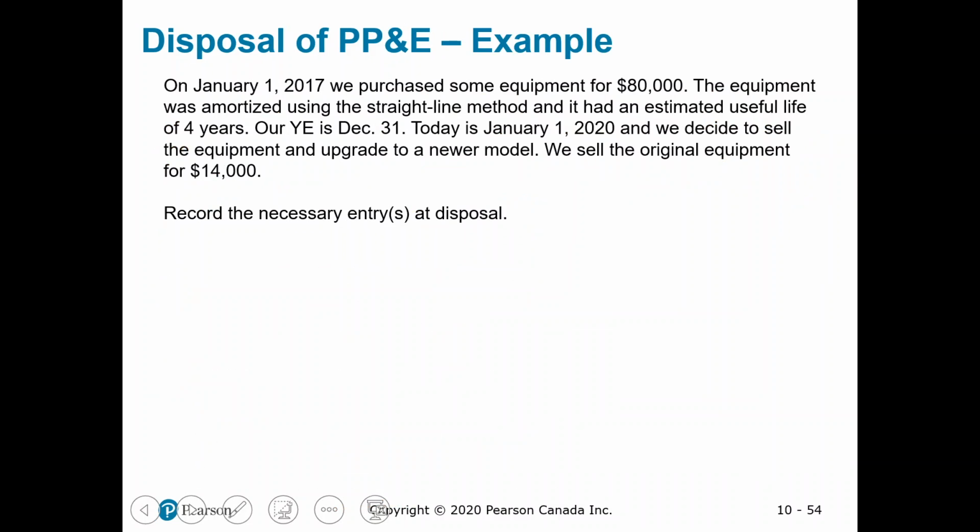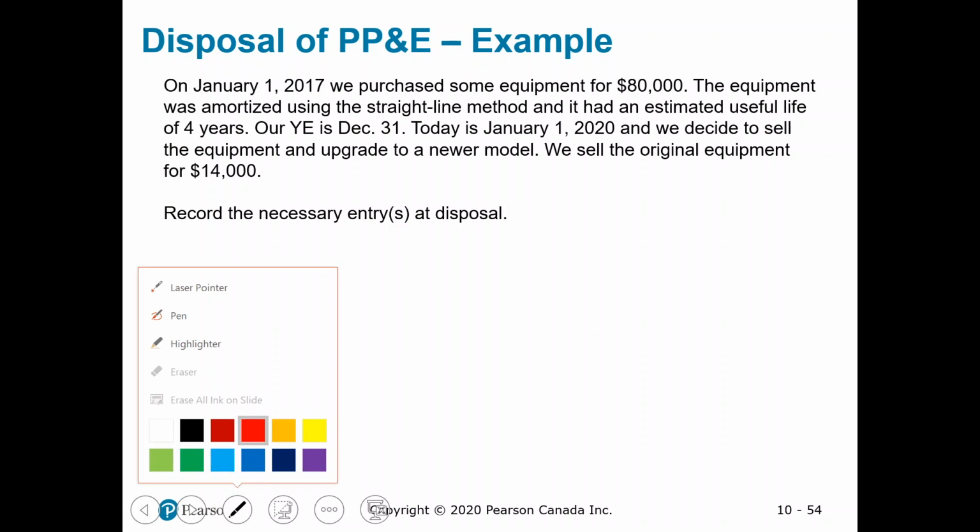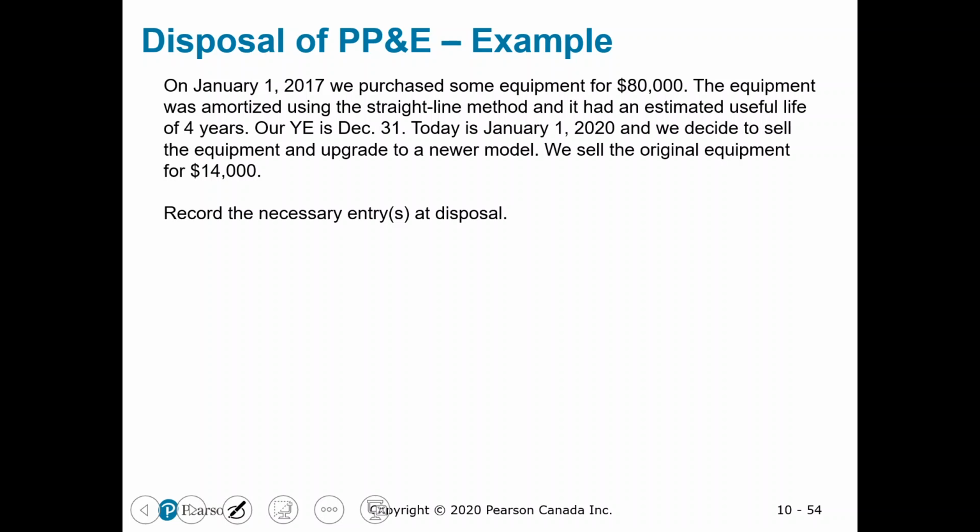So we'll look at an example here. On January 1st, 2017, we purchased some equipment for $80,000. The equipment was amortized using the straight line method, and it had an estimated useful life of 4 years. Our year end is December 31st, and that's when we record our amortization, so once a year. Today is January 1st, 2020, and we decide to sell the equipment and upgrade to a newer model. We sell that original equipment for $14,000, so we need to record the disposal.